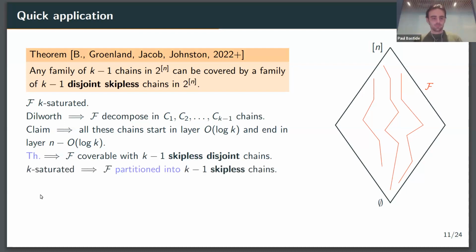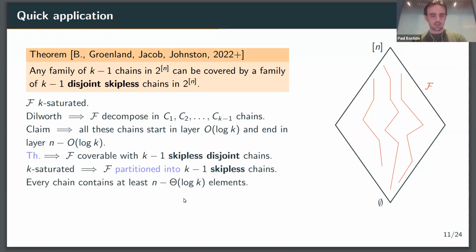Okay, so what I was saying is that because my family is k-saturated, the cover is in fact a partition into skipless chains. And now I just need to count, because what I have is skipless chains that are all disjoint and that contain n minus log k elements in each of the chains, thanks to the claim. So I have at least n times (k minus 1) minus some theta of k log k elements in my family. And that's solving both of the conjectures.